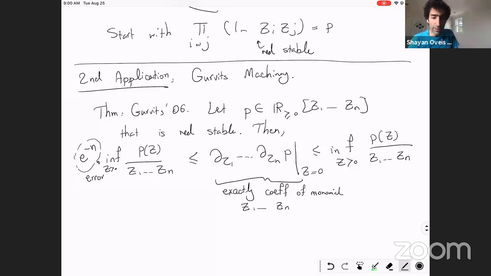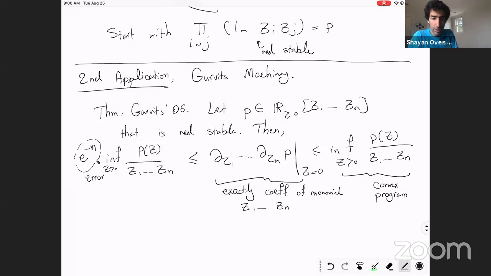So what this theorem is doing, it says that given a real stable polynomial, let's say you know how to evaluate it, for example, but you're interested in a very specific coefficient. This theorem allows you to approximate that specific coefficient by an optimization problem. It turns out that this optimization problem can be turned into a convex program. I'm going to say it in a few minutes. So what this means is that given this polynomial P, you can approximate the coefficient of monomial z1 up to zn up to an e to the minus n factor.